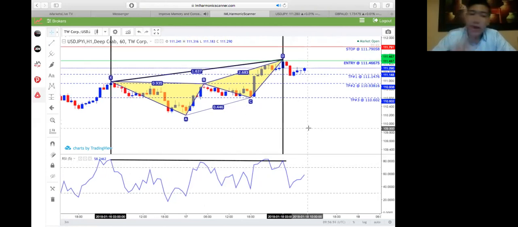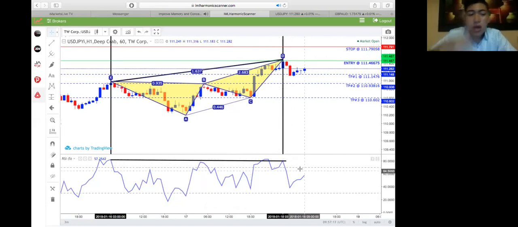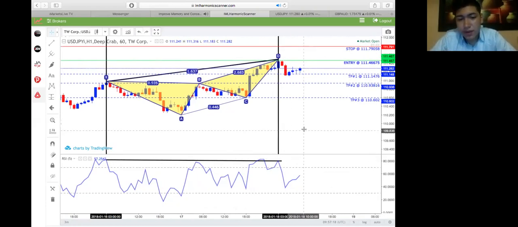Okay, so right now I have two confirmations. The first confirmation is the harmonic scanner that told me to sell. Why is it a sell? So I have my entry point right here, and I have my take profit. If the take profit is below the entry, then it's going to be a sell. If it's above the entry, it's going to be a buy. In this case, it's a sell. So this divergence on the top also confirms that it's a sell, right?